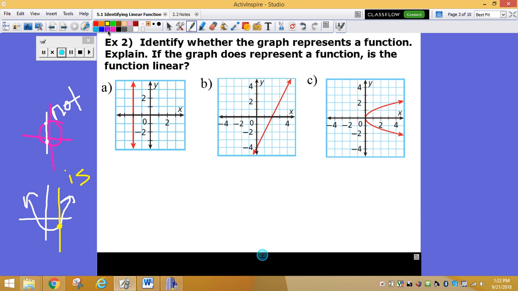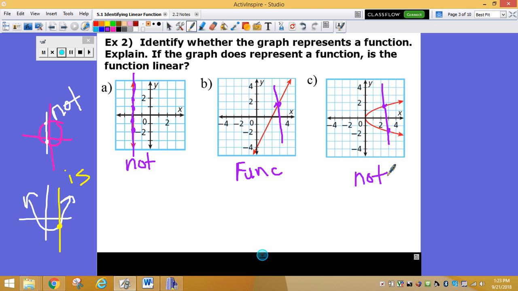So let's look at these examples. A, if I draw a vertical line through this graph, is it a function? I hope you said no, because it touches there and there and there and there and there. So this one is not a function. I'm going to go ahead and do all of them. This one, if I draw a vertical line, it only touches once. So this one is a function. Here, if I draw a vertical line, it touches twice. So it is not a function.